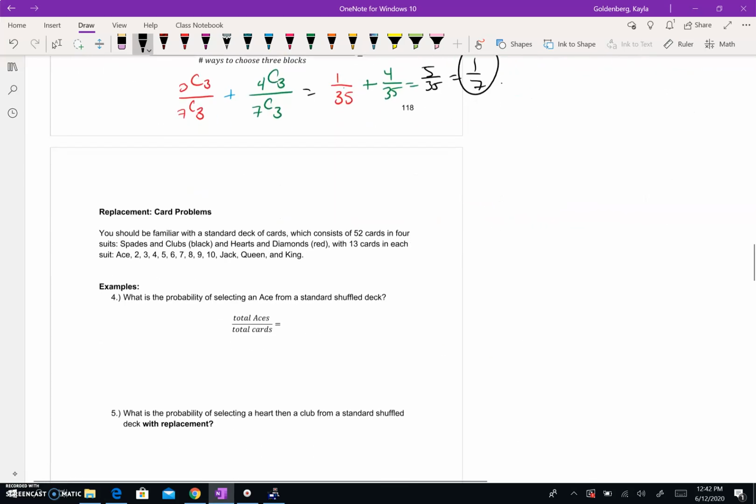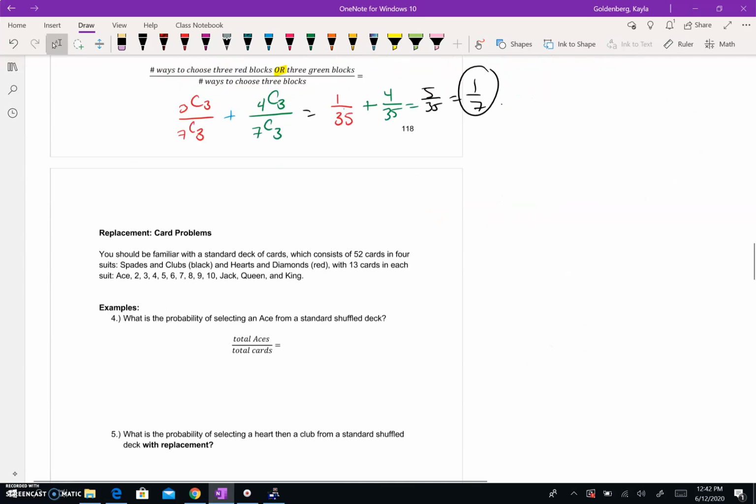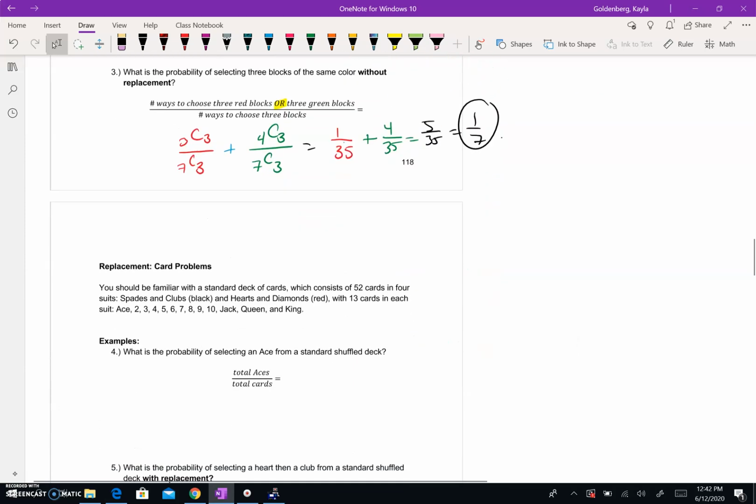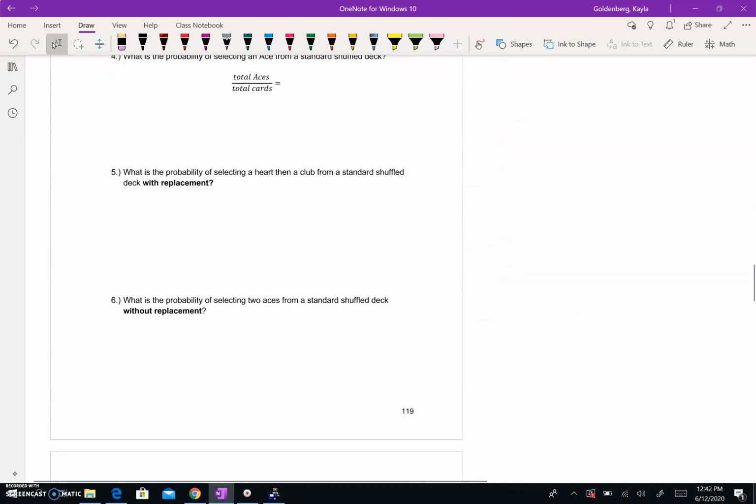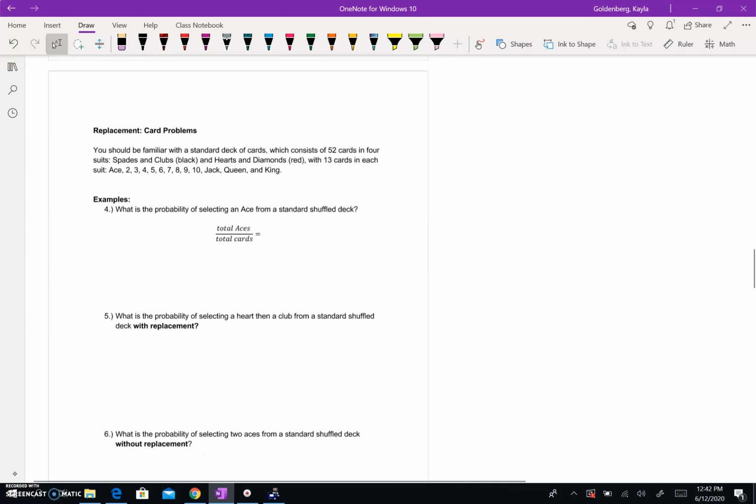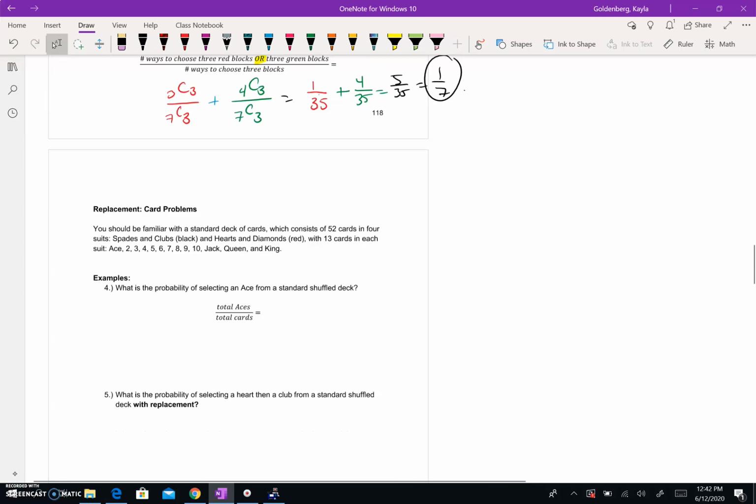So the next page, this is kind of going in a different direction. So you can put this in the back of your mind. You don't need it anymore. This is just some card problems to practice replacement, right? Do you put the card back? Do you not put it back?